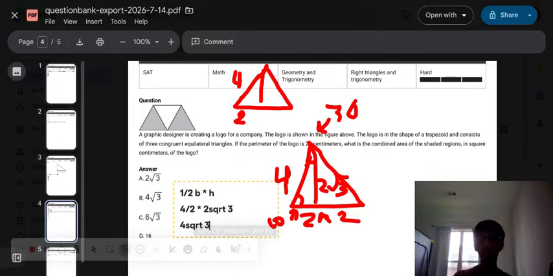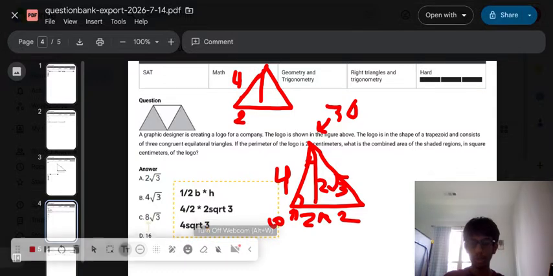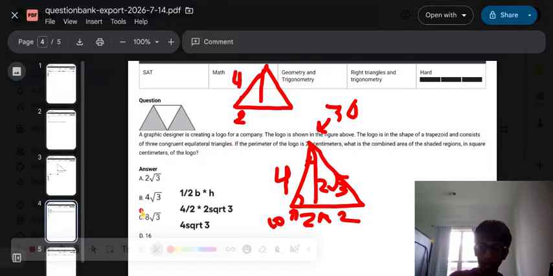Okay, and remember, that's just the combined area. That's just one triangle's area. We need the combined area of just the shaded regions. So if we see here, there are 2 shaded regions, so we need to multiply that by 2, and we would get 8 square root 3.